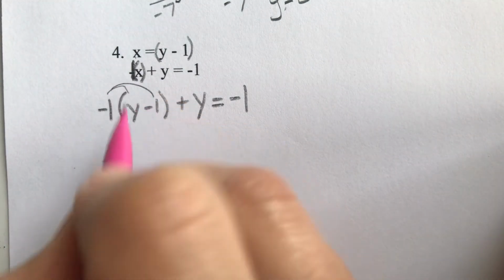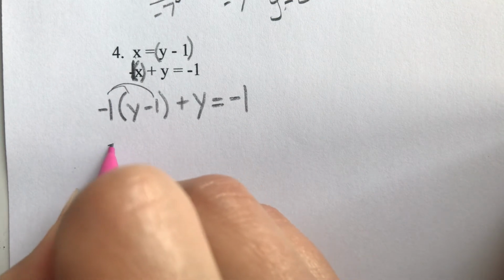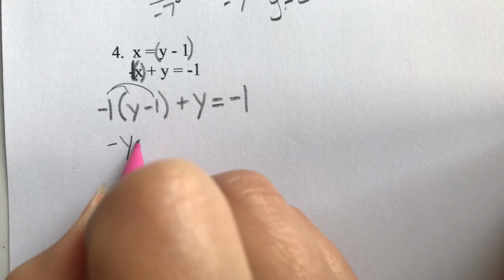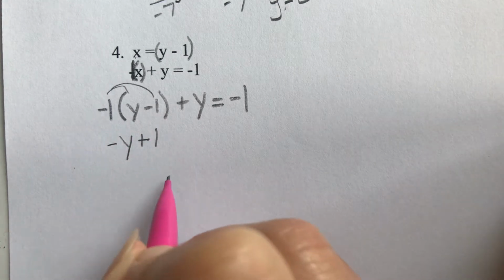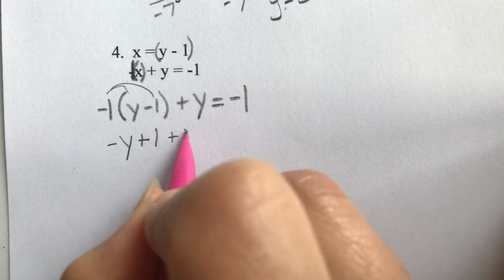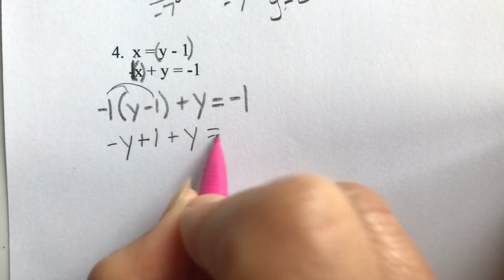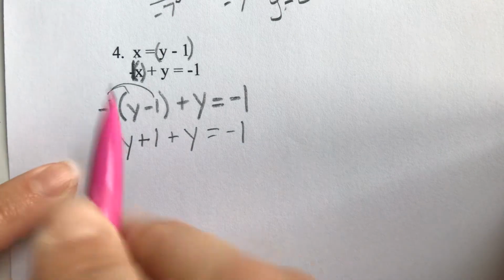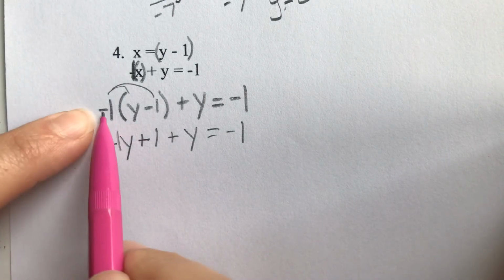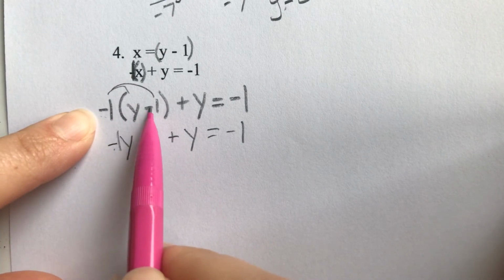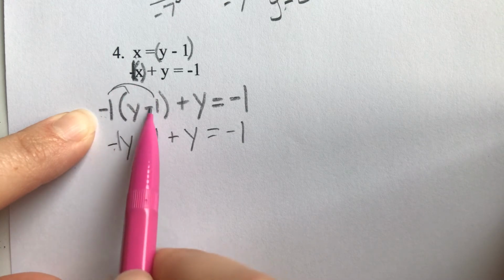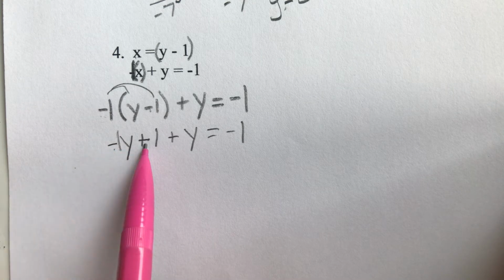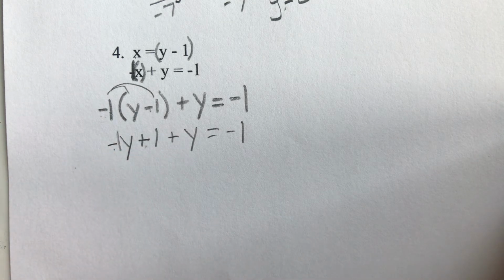Distribute. -1y plus 1 plus y equals -1. Let me go over that. Negative times a positive, right, is our negative. We could even draw the 1 there. Negative, remember, times a negative. So we got the negative out front times the negative inside is a +1. That tends to screw us up.